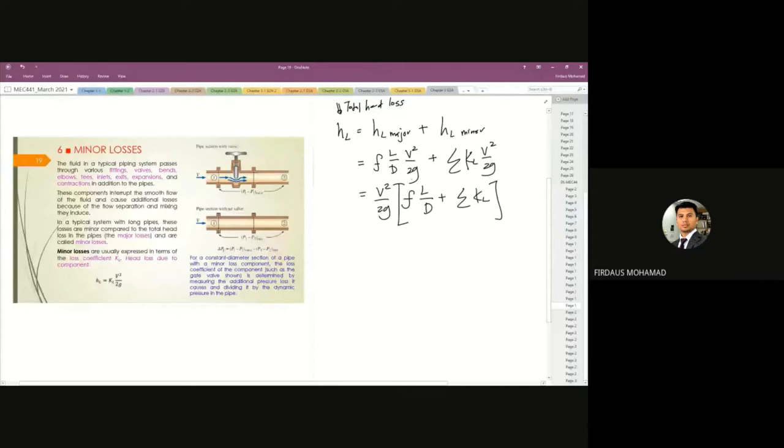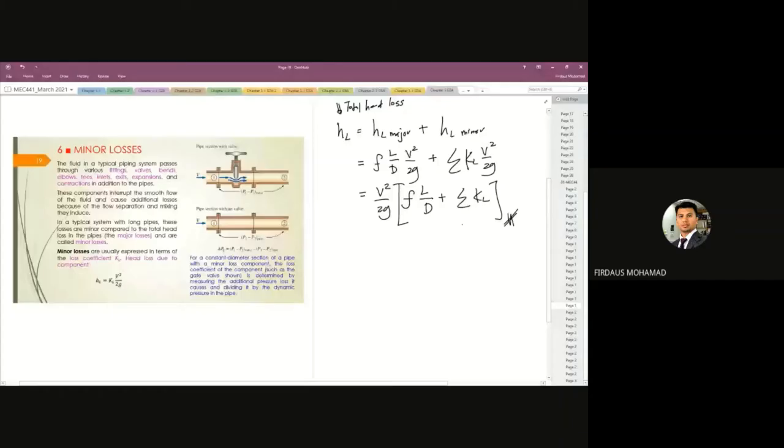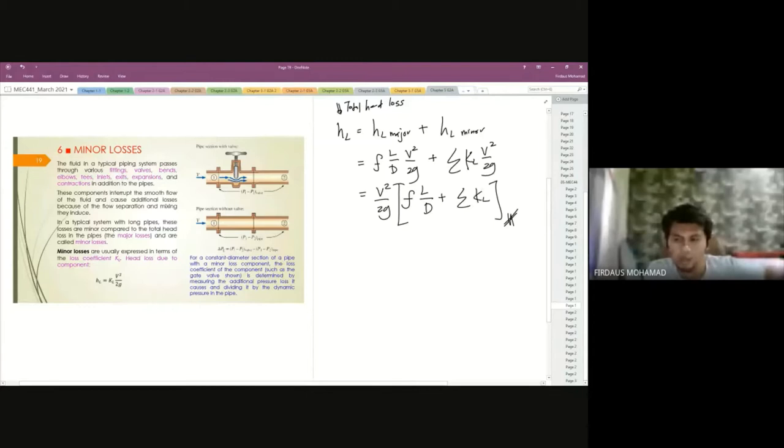Yesterday we learned how to find the friction factor based on the Moody chart, and today we will be learning how to find the loss coefficient. Normally the loss coefficient is given or summarized in a table, so we can just refer to the table or the graph to get the loss coefficient. In other words, the loss coefficient is not to be calculated. It is given, so we just use it to solve for the head loss, especially the minor losses.